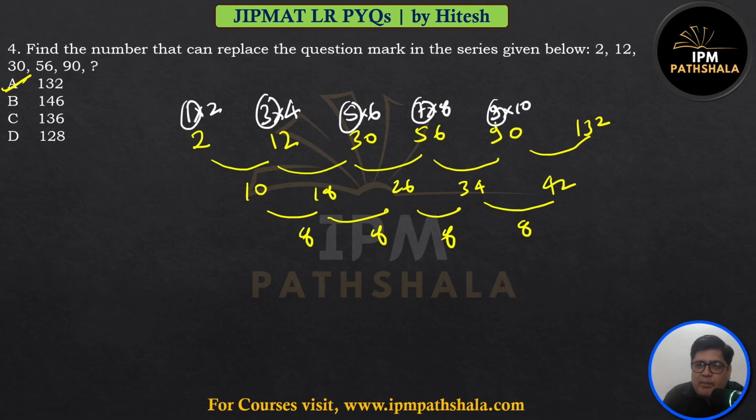What is the odd number after this? It is 11. So I'm multiplying with the next value: 1 into 2, 3 into 4, 5 into 6. I'll multiply with the next value, 11 into 12, 132. So whichever pattern seems easier for you to locate, understand, observe, solve accordingly and mark your answer.